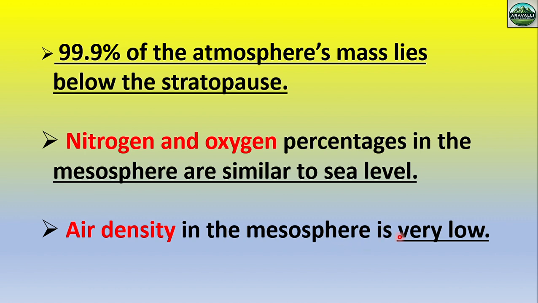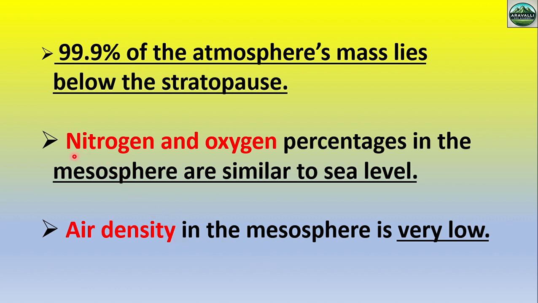Air density in the mesosphere is very low. Why is air density very low here, and why is air density high in the troposphere but not in the mesosphere? Because we know the nitrogen and oxygen concentration in the mesosphere is similar to the troposphere, but air density is low. Why? This is the conceptual point. Because in the mesosphere the volume is increased. As compared to the troposphere the volume of the mesosphere is high, so air density is low in the mesosphere. Remember this point, why density is low in the mesosphere.